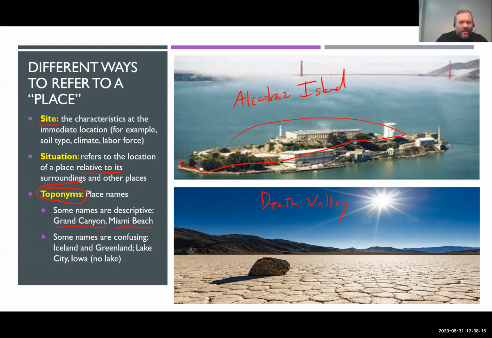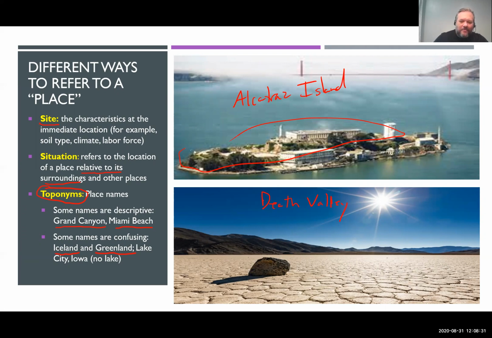Some names are a little bit confusing. Iceland and Greenland, you've probably heard. Iceland is relatively green and Greenland is relatively icy. Lake City, Iowa is another toponym that is not reflective of the place because there is no lake.